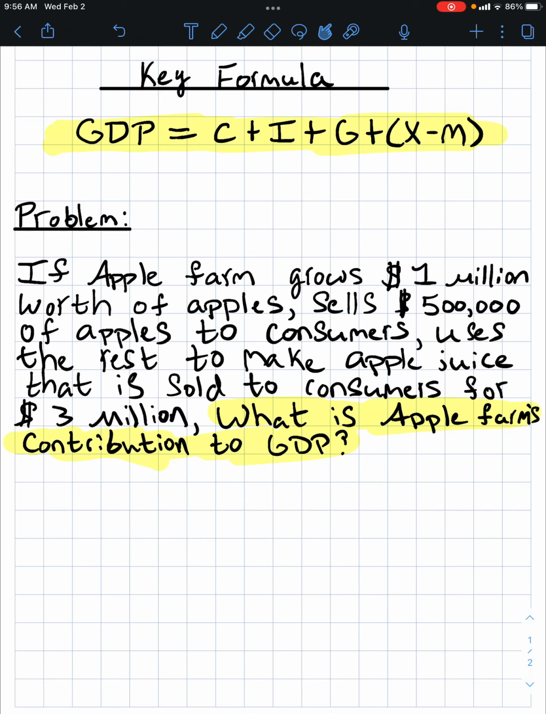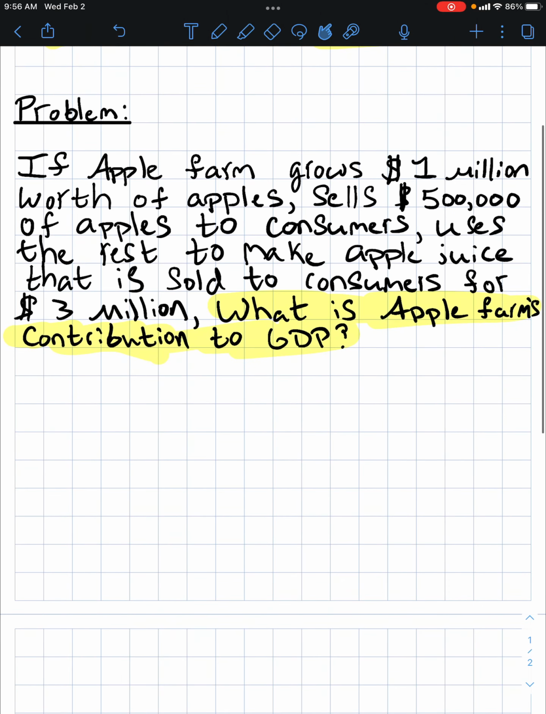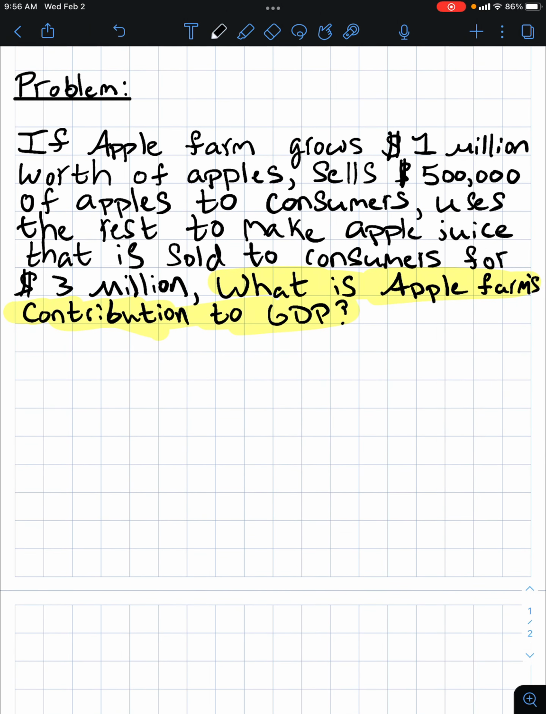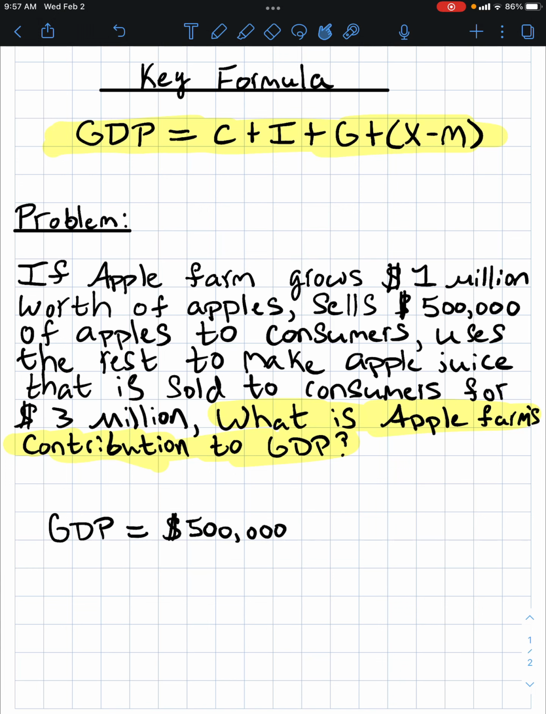However, Apple Farm sells $500,000 worth of it to consumers. Is this included in GDP? Yes, it is. So, currently, to GDP, we have $500,000 included in our total. Why are the apples being sold for $500,000 to consumers included? Well, it's because it's a final dollar amount sold to consumers for consumption. So it falls within our C, our private consumption.